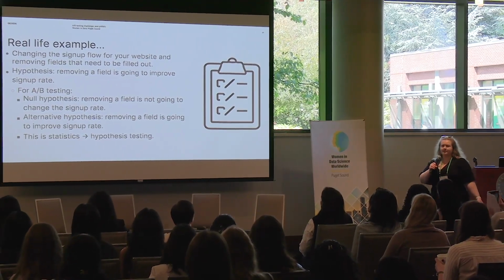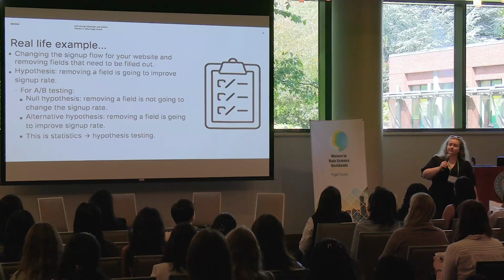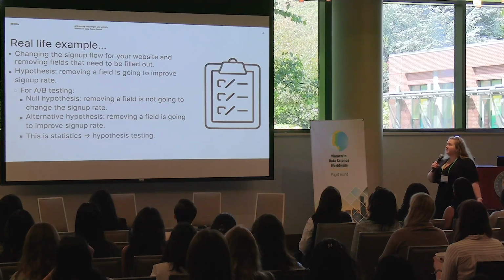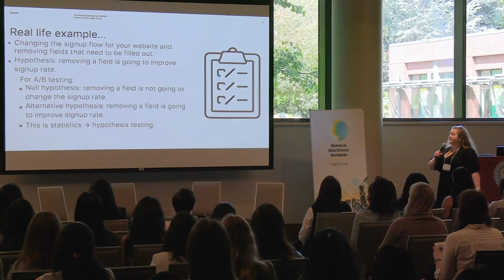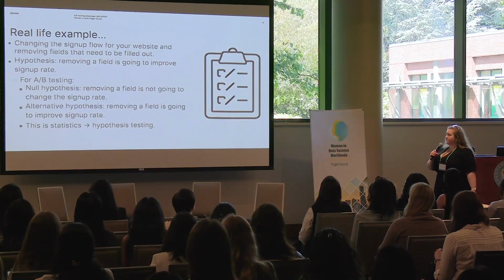For A/B testing, you can state this as a null hypothesis, where removing a field is not going to change the sign-up rate. And then the alternative hypothesis is that removing a field is going to improve sign-up rate.